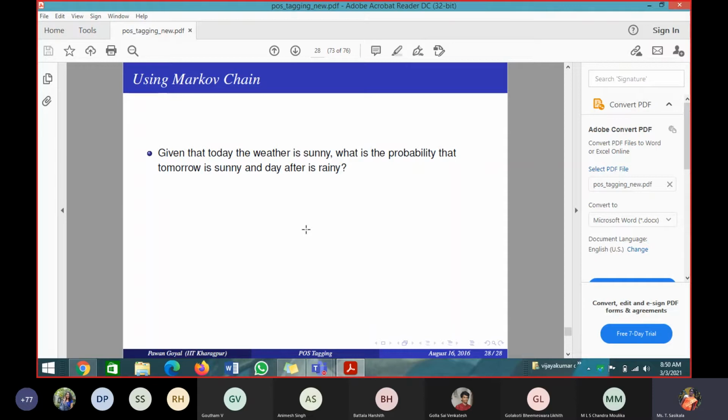Second question, for the same weather table, given that today's weather is sunny, what is the probability that tomorrow is sunny and the day after is rainy?